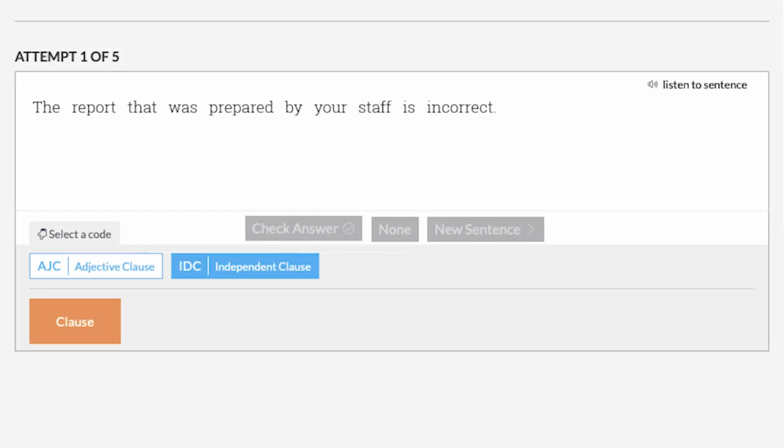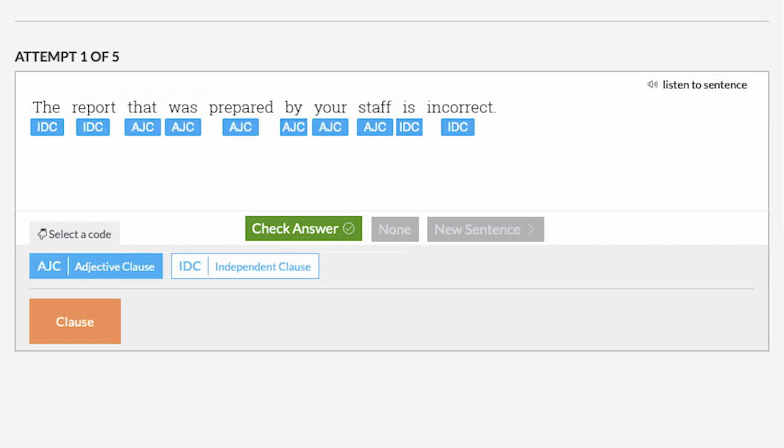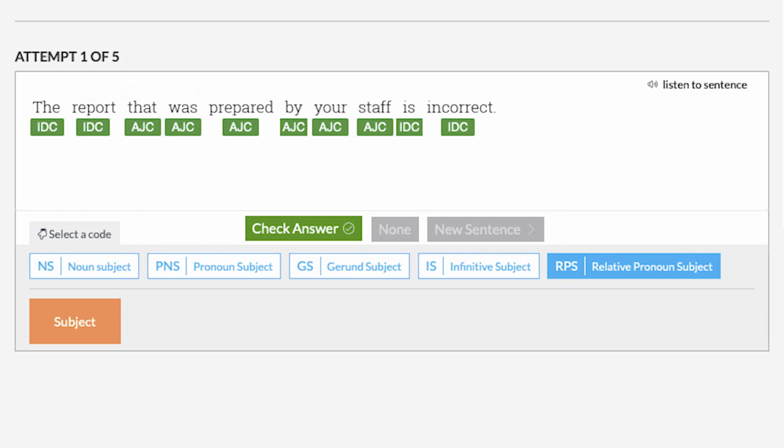An example of an adjective clause with a relative pronoun functioning as the subject of the dependent clause. The report that was prepared by your staff is incorrect. The report is incorrect is an independent clause. That was prepared by your staff is a dependent clause functioning as an adjective. It describes which report. The word that is a relative pronoun introducing the dependent clause and functioning as the subject of the dependent clause. That was prepared by your staff.